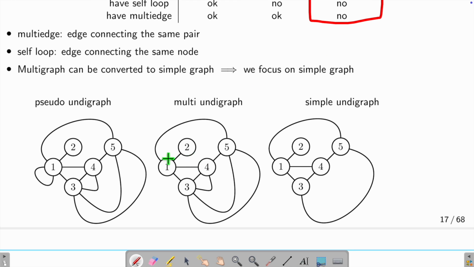Simple means what? Here are 3 examples. This is a pseudo graph. Why? Because 1 goes to 1. We have a loop. This is a multi-graph. There is no loop, but 5 and 3 touch 2 times.